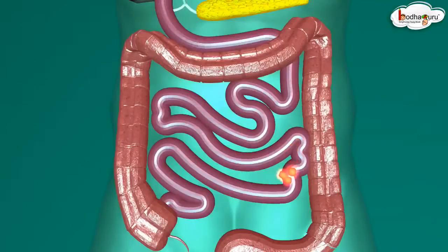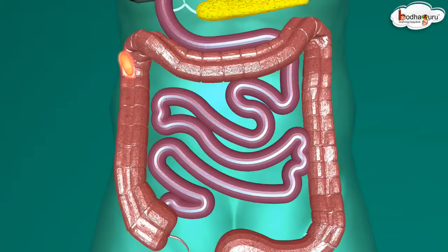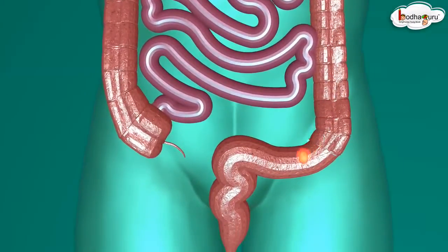After the absorption of digested food, the undigested food moves into the large intestine. The large intestine absorbs the water from it. After the absorption of water, the undigested food becomes semi-solid and gets stored in a sac-like part at the end of the large intestine, which is called rectum.